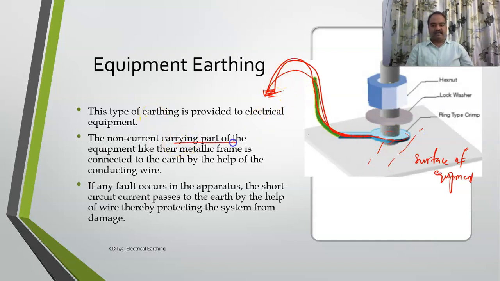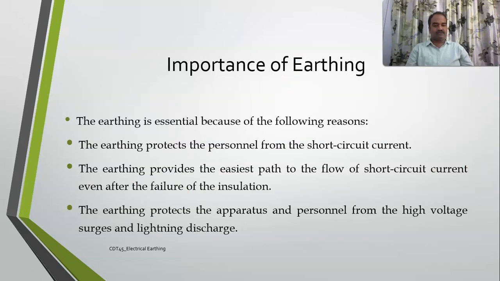So the non-current carrying parts of the equipment, like the metallic frame, are connected to the earth by means of a conducting wire. If any fault occurs in the apparatus, the short circuit current passes to the earth by the help of the wire. Thereby it protects the system and also the user who uses it.